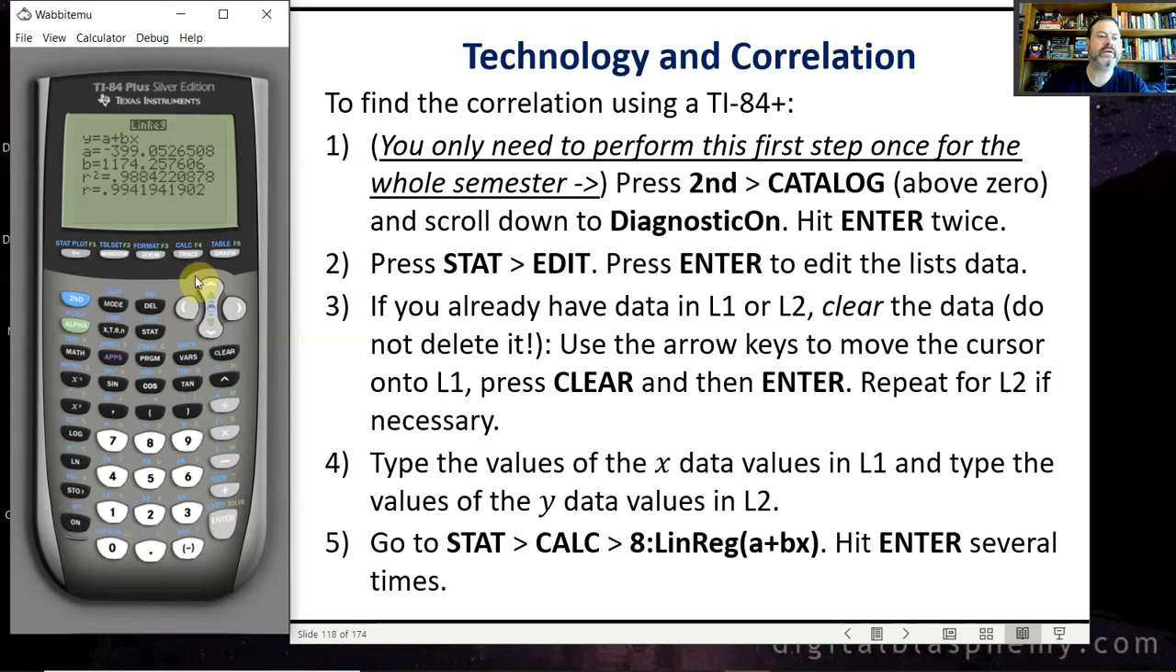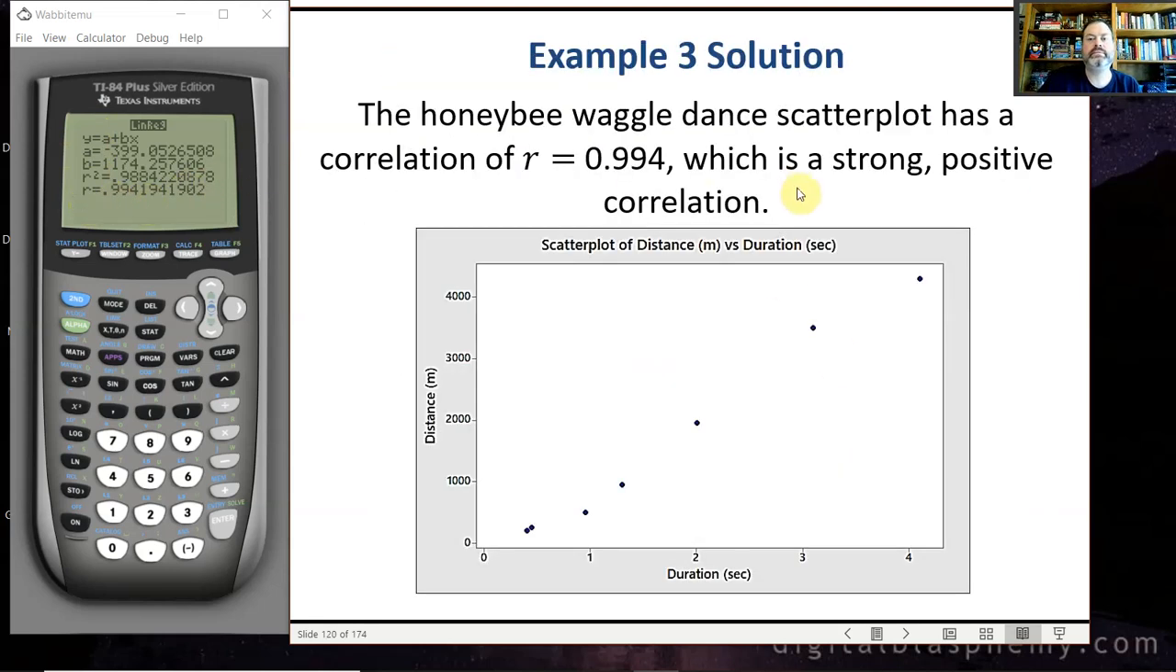So, here we go. The only thing we care about here is this r. We do not use r squared in this class. Don't ever use that for anything. Some of you may end up in another class later that uses it. Great, we don't use it. And a and b we will use, just not right now. Okay, so we're using r. So you should have gotten 0.994. So the scatter plot has a correlation of 0.994, which is strong and positive.